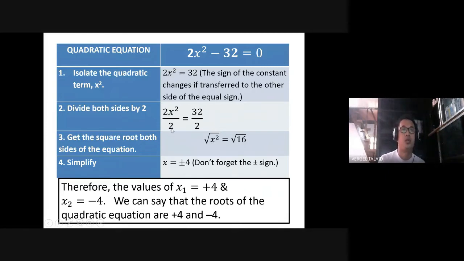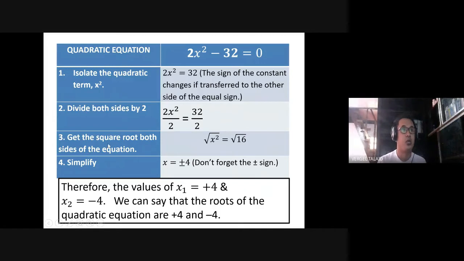Now, you've noticed that we have here a positive 2. Supposedly we have to change this into 1. So take note, we have here 2. So divide both sides by 2 first before getting the square root. If you are going to divide by 2, that becomes x squared is equal to 16. 32 divided by 2 is 16.